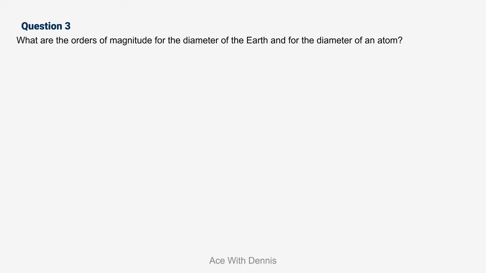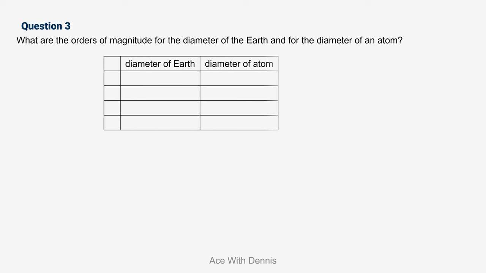Question 3. What are the orders of magnitude for the diameter of the Earth and for the diameter of an atom? Here are a few choices for the diameter of Earth and diameter of atom. Is it A. 10 gigameters and 0.1 micrometer, or B. 10 gigameters and 0.1 nanometers, or C. 10 megameters and 0.1 micrometer, or D. 10 megameters and 0.1 nanometer? The answer is D. 10 megameters and 0.1 nanometer.